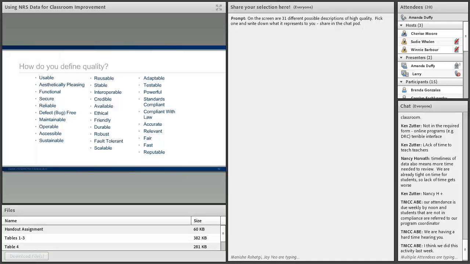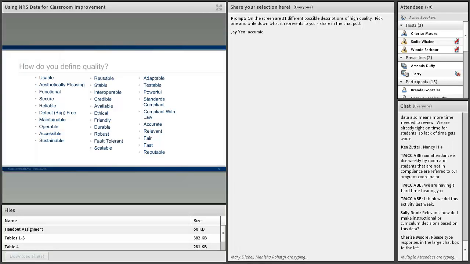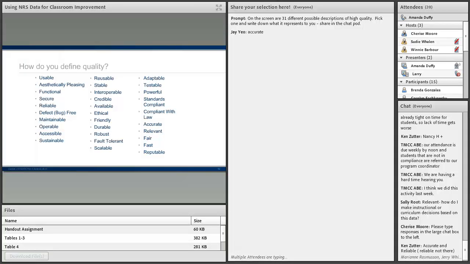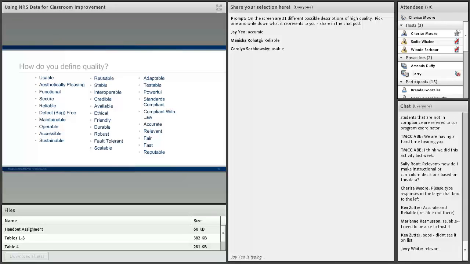I see multiple people are typing, so I'm just going to pause for a moment as you type. We've got accurate, reliable. And I see folks typing in one chat, so please share your selection here in the chat that's there, that would be great. Thank you.